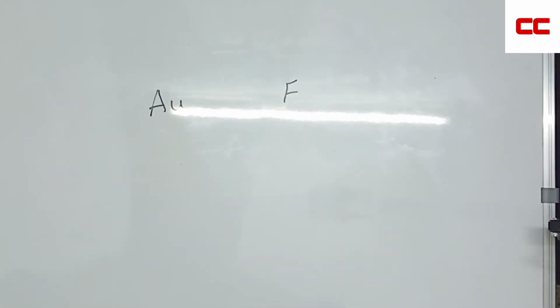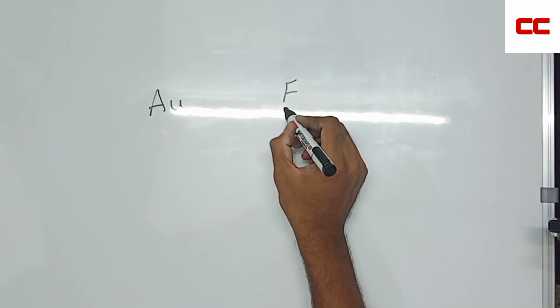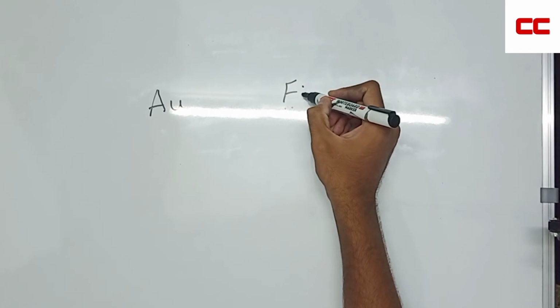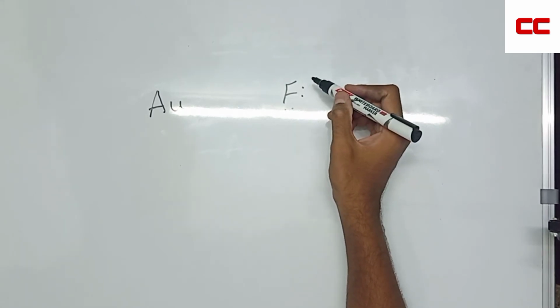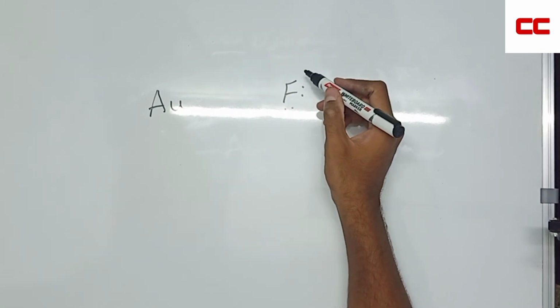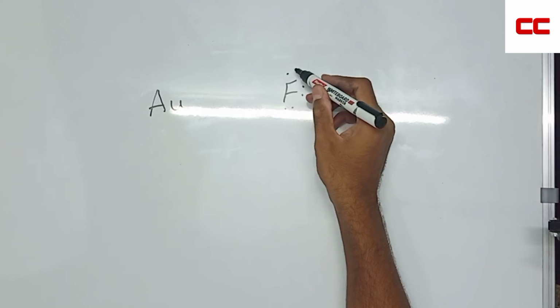You have to know how many valence electrons this fluorine has, and you should also know how to draw them. 1, 2, you have to draw in pairs, right? You have read this in your lower classes. If you have not read it in lower classes, I have made so many videos on Lewis structures. You can then visit my playlist. You will understand each and everything about Lewis structures.